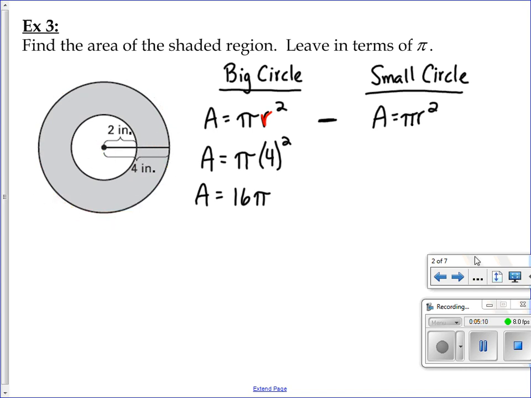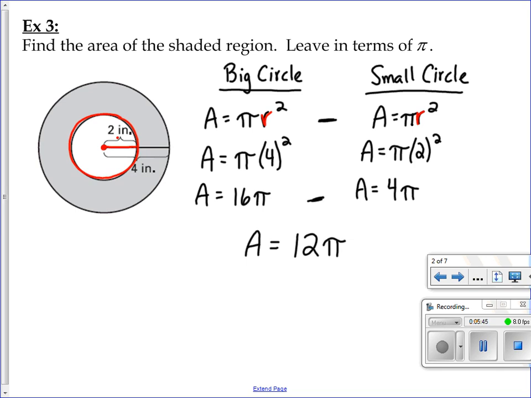Now let's do the same thing. I just need the radius for the small circle. If I look at the small circle here, my radius is just 2. Again, just square the 2. You get 4 pi. Now we're going to subtract these answers. Kind of think of them as like terms, like 16x minus 4x. Instead of x, we're just using pi. So 16 minus 4 is 12. Pi tags along. And we are given inches as our units. And anytime you're doing area, your inches are going to be squared.